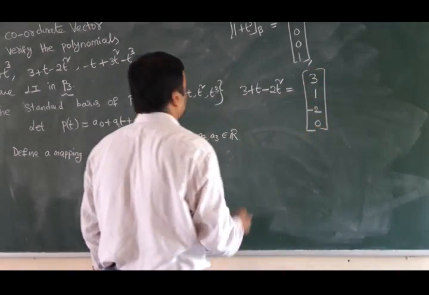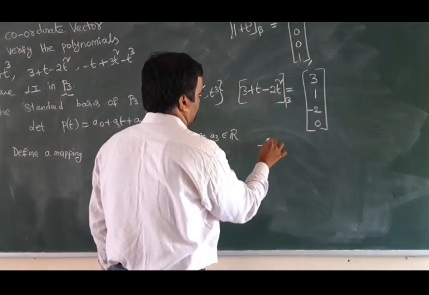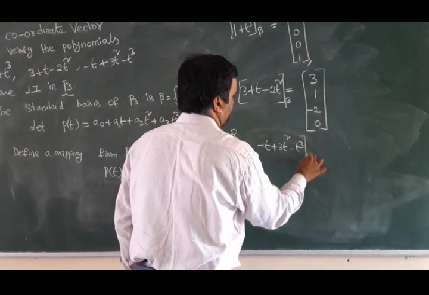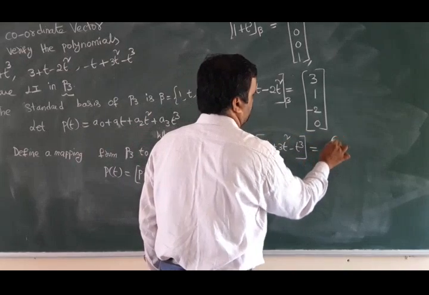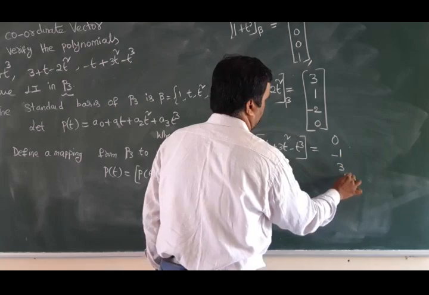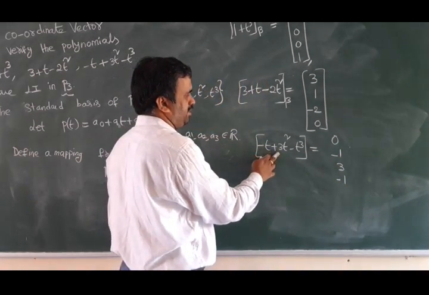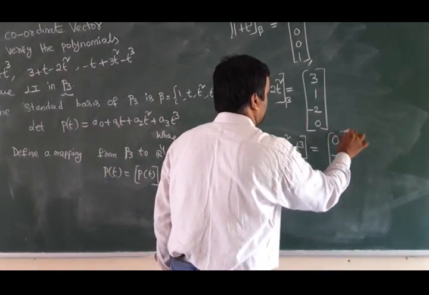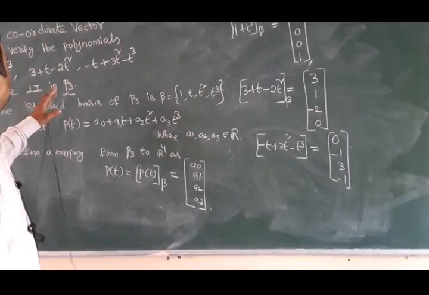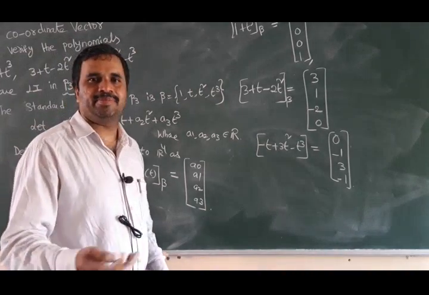And next we have one more polynomial, minus t plus 3t square minus t cube. Again, the constant is 0, then minus 1, 3, minus 1. That's all. 3 polynomials are given. We have to check whether these 3 column vectors are linearly independent or not.